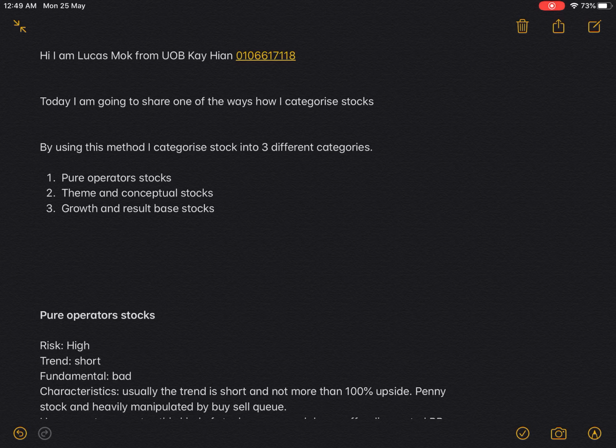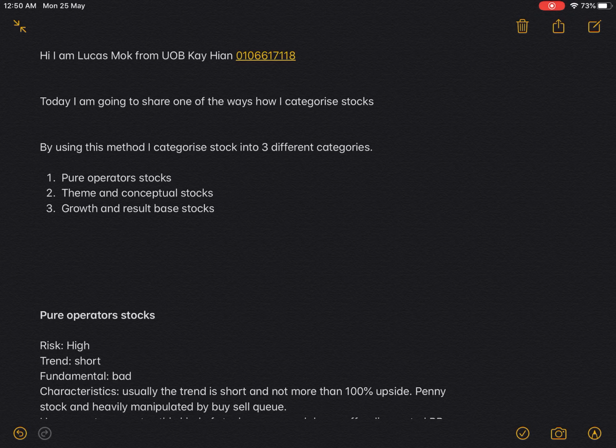Today I'm going to share one of the ways I use to categorize stocks. Okay, now this method is one of the very simple ways, but it's very effective, and this can help you to choose your trading strategy and to monitor your performance and portfolio. Okay, so by using this method, I categorize stocks into three different categories.